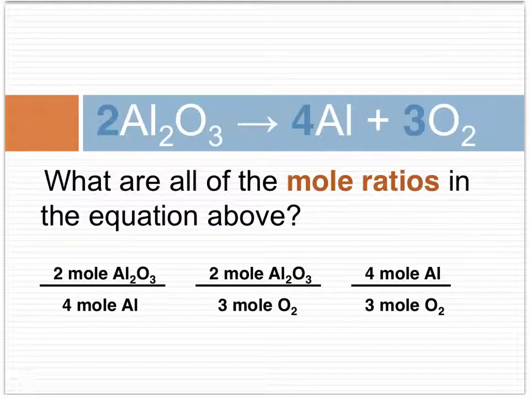In our aluminum oxide decomposition example, here are some of the mole ratios that can be extracted from that equation. Since the coefficient with aluminum oxide is 2, and the coefficient with aluminum is 4, a mole ratio would be 2 moles aluminum oxide per 4 moles of aluminum. The inverse is also true.